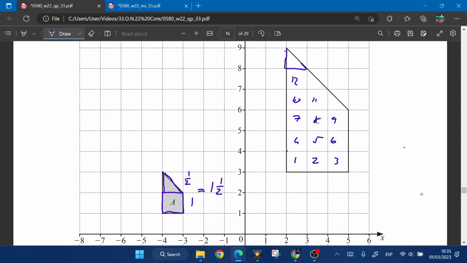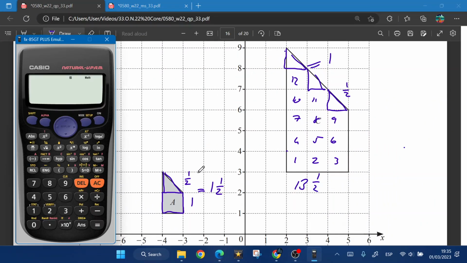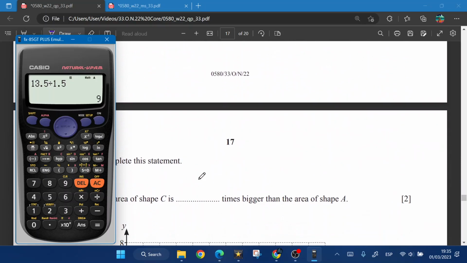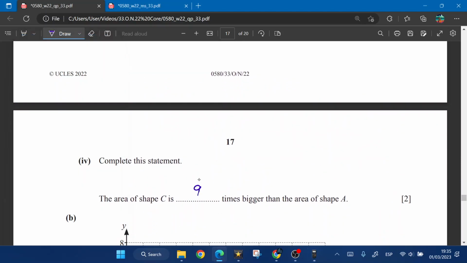Over here we got another half and another half. So these two halves will be another 1 square, and there's another half square there. So it's the 12 plus the 1 plus the half is 13.5 squares. Okay, all we need to do now, get the calculator out, and then we divide 13.5, that's the quick way, divided by 1.5. 9 is the answer, so it's 9 times bigger.